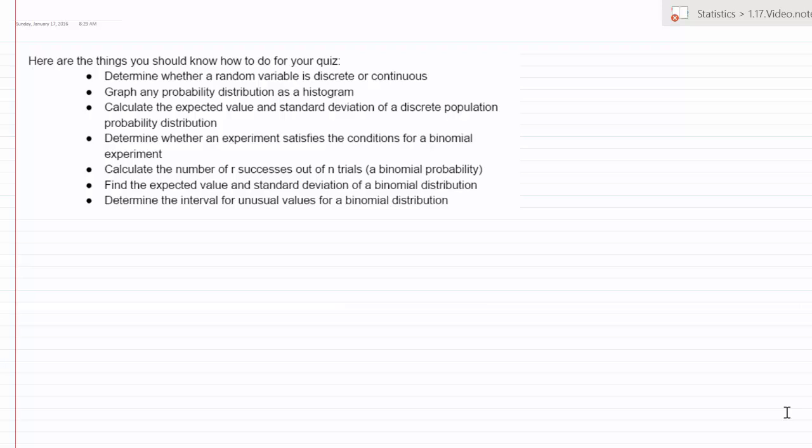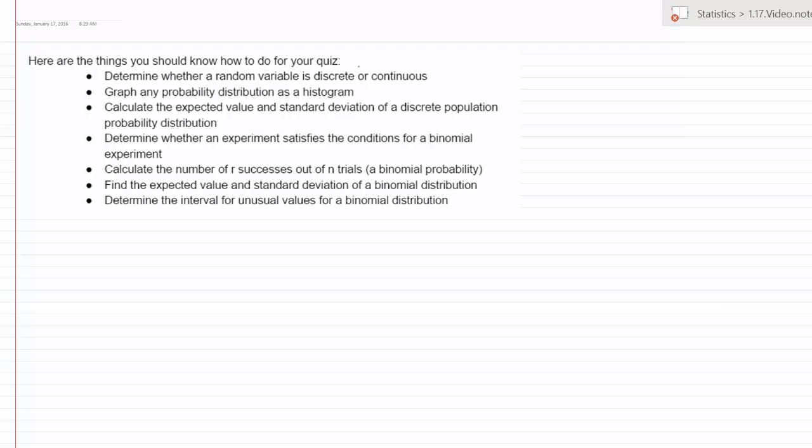Hi Statistics. I wanted to talk to you first about the things that you need to know for your upcoming quiz. You have this list of different things that you need to know, and I'm going to go through each of them just to give you a better sense for what's going to be on this quiz.